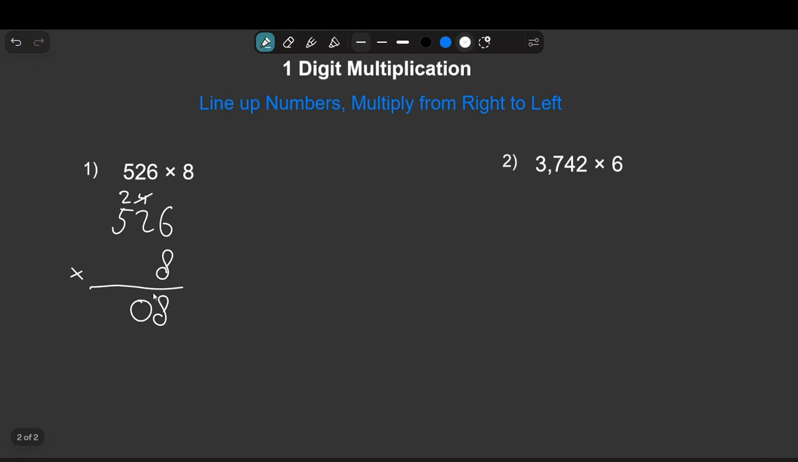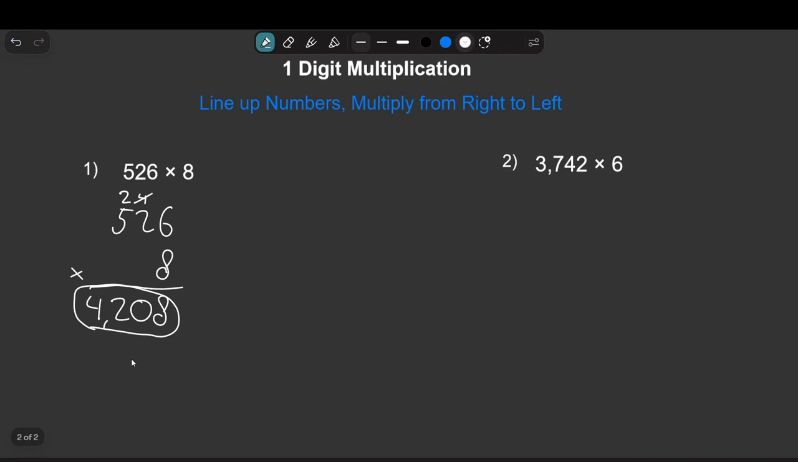And we're on to the last multiplication. We have 5 times 8. 5 times 8 equals 40, but we have to add the 2, so we get 42. Now, we don't have anything left, so we can just write the 42 as it is, and you will have your final answer, 4,208. This will be our final answer for the first example.